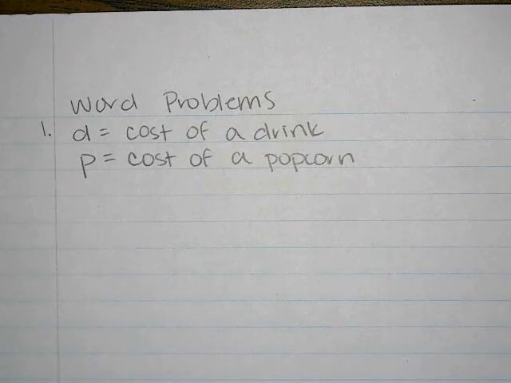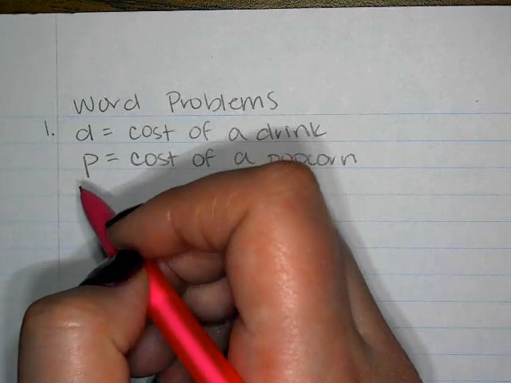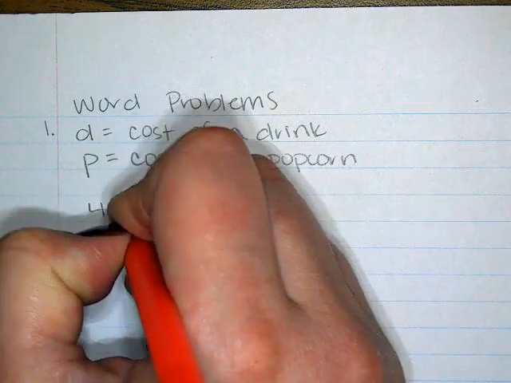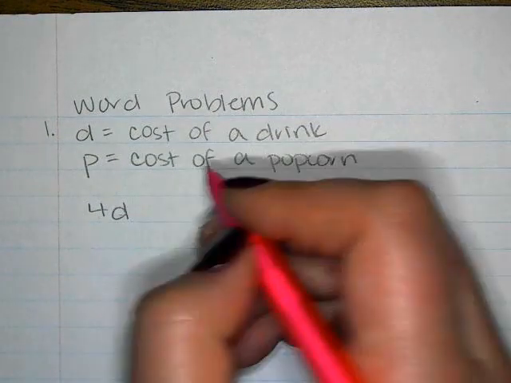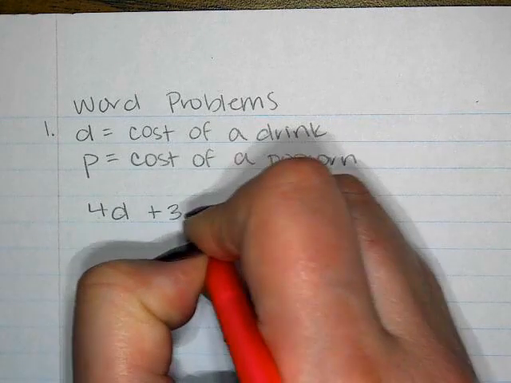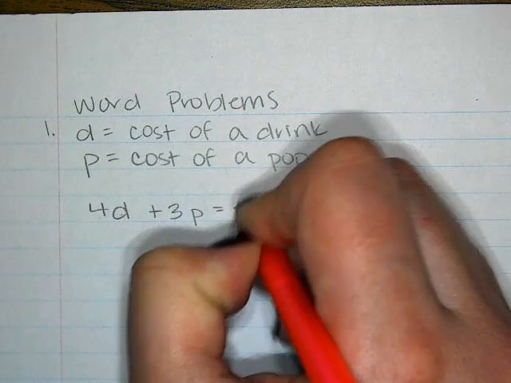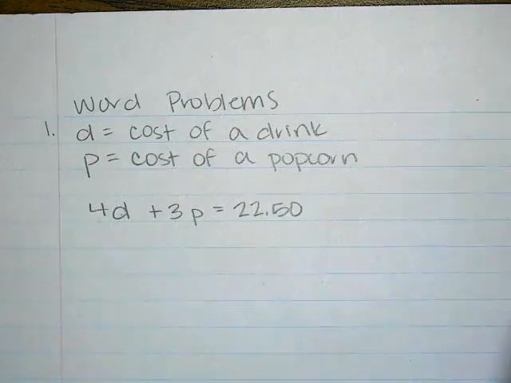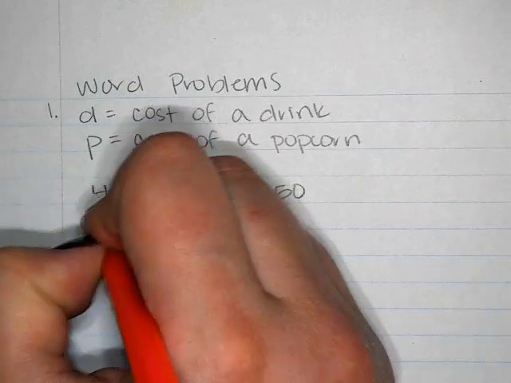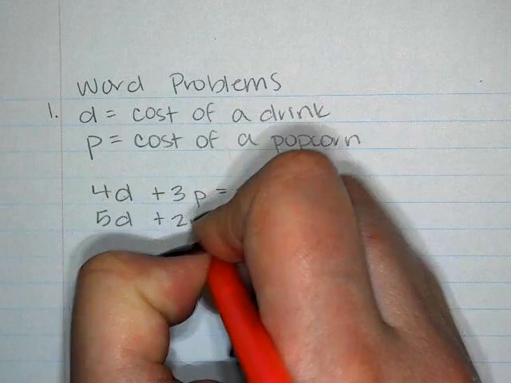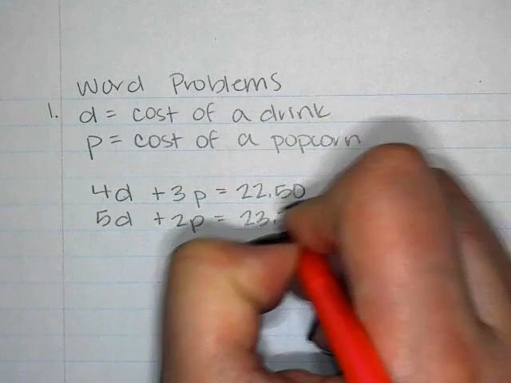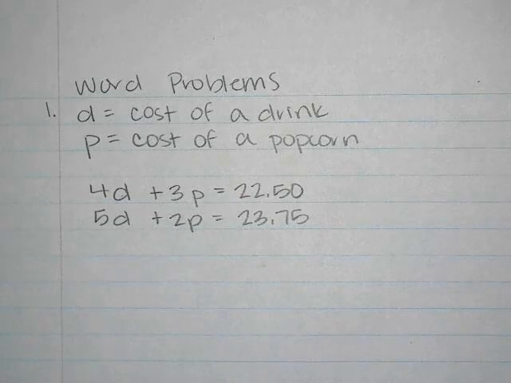So they said it was 4 fountain drinks. So the number of fountain drinks multiplied by the cost of the fountain drinks. 4 times D plus 3 bags of popcorn plus 3 times P equals $22.50 for the first line. 5 times D plus 2 times P equals $23.75 for the second line. In my opinion, these are probably the easiest ones to write because they literally say it in words and then you just write it in symbols and you're ready to go. So I think these ones are probably the easiest.